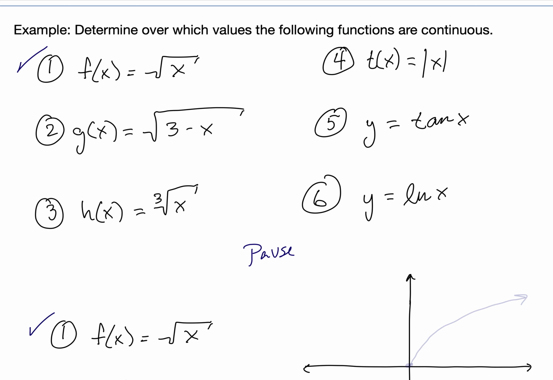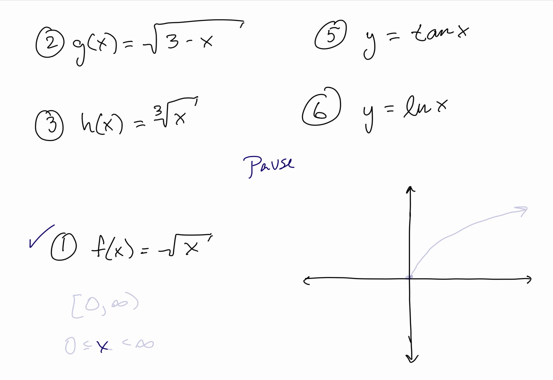Okay, so we already did square root of x. We saw that f of x equals square root of x is continuous over its domain. It's continuous from 0 up through infinity. And so that is where f of x equals square root of x is continuous. We could also write for 0 less than or equal to x, which is less than infinity.